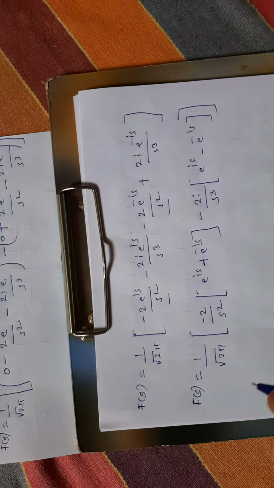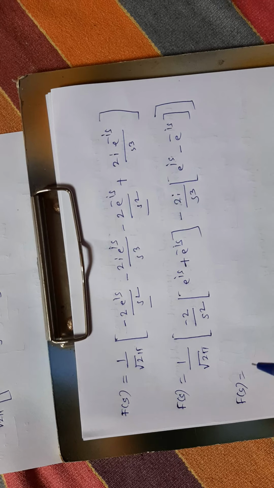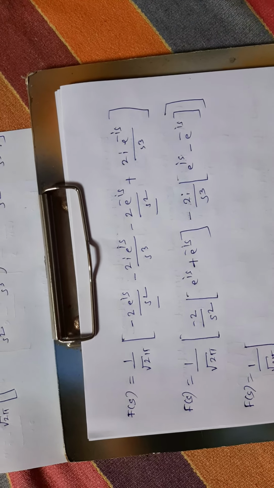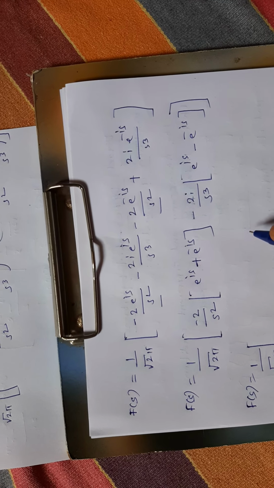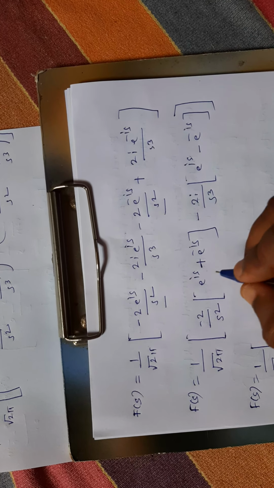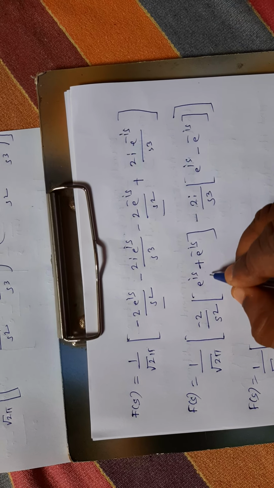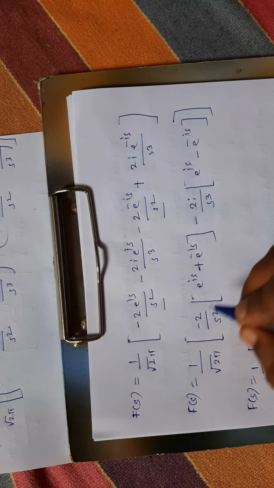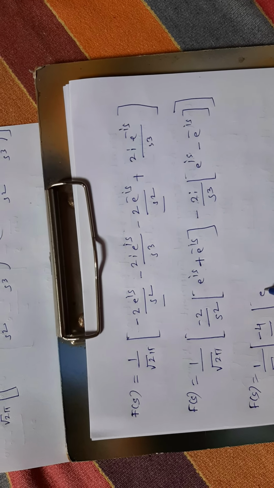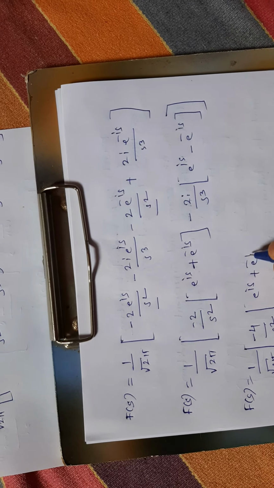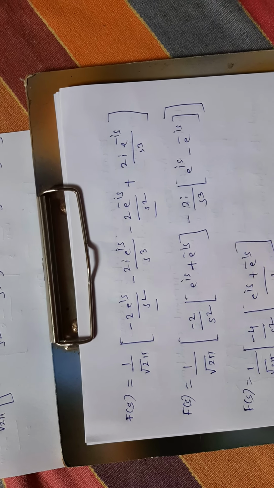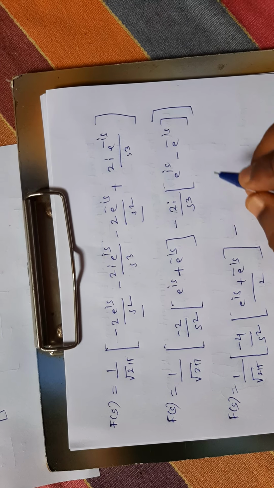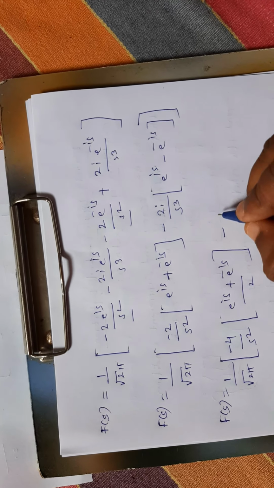Now f of s is equal to 1 upon square root of 2 upon pi. Here I will do a small adjustment. I will divide this by 2, so it becomes minus 4. I multiply by 2 and divide by 2. I have done this adjustment. Again, in the same way, I will multiply and divide by 2.